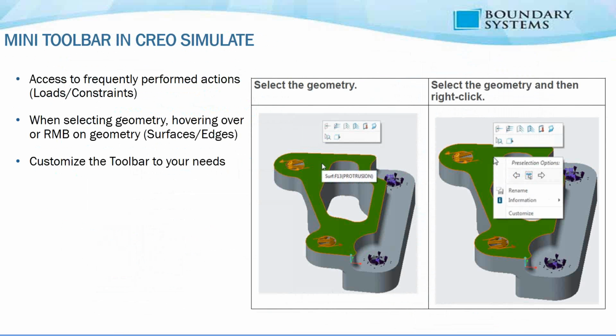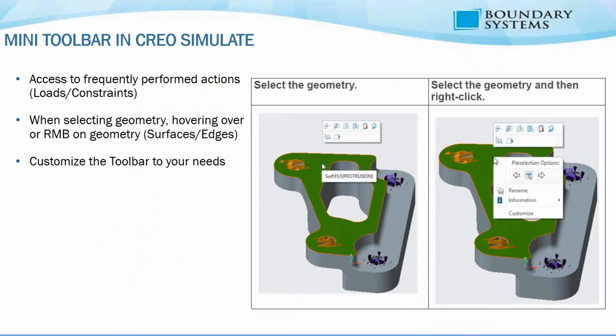You can select the geometry with the left mouse button and you'll see the mini toolbar pop up. You can also still utilize the right mouse button and get the right mouse button menu. This gives you the ability to apply and edit entities without using the ribbon, so it saves some time. You can also fully customize the mini toolbar to suit your needs.